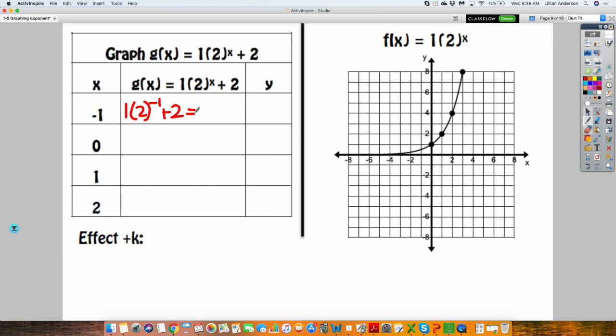Okay? So let's plug in some values. Order of operations says to do the exponent first. What's 2 to the negative first power? 1/2. 1/2 times 1 is? So I have 1/2 plus 2. What's 1/2 plus 2? 2 and 1/2 or 2.5? Let's plug in 0. Anything to the 0 power is? So this becomes 1 times 1, which is 1, plus 2, which is 3.